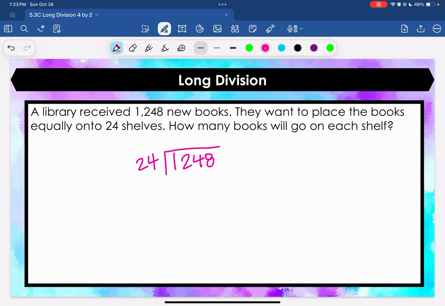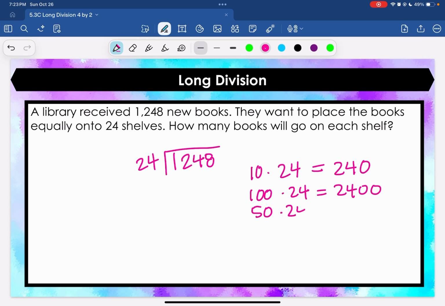I always like to start off with using my powers of 10. 24 times 10, or 10 groups of 24, gives us 240. Okay, that's not what I need. I could use it, but I'm choosing not to. 100 groups of 24 would be 2,400. Well, that's more than what I need. So let's go, what's half of that, which would be 50 groups of 24 is 1,200. That's good enough. I'm going to go with that.